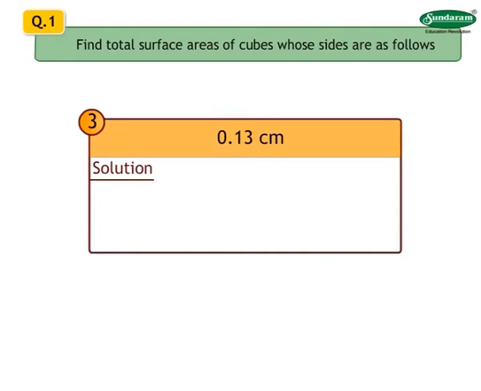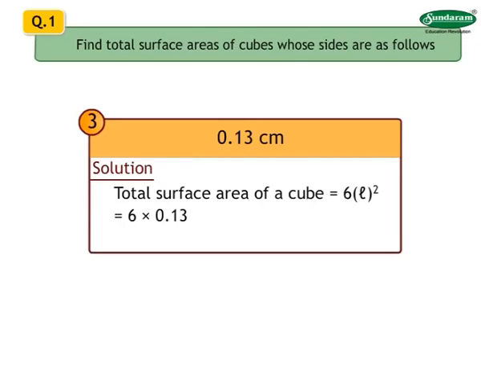3. 0.13 centimeter. Solution. Total surface area is equal to 6 into length square. Length of a side of a cube is 0.13 centimeters. Therefore, total surface area is equal to 6 into 0.13 into 0.13, which is equal to 0.1014 square centimeter.